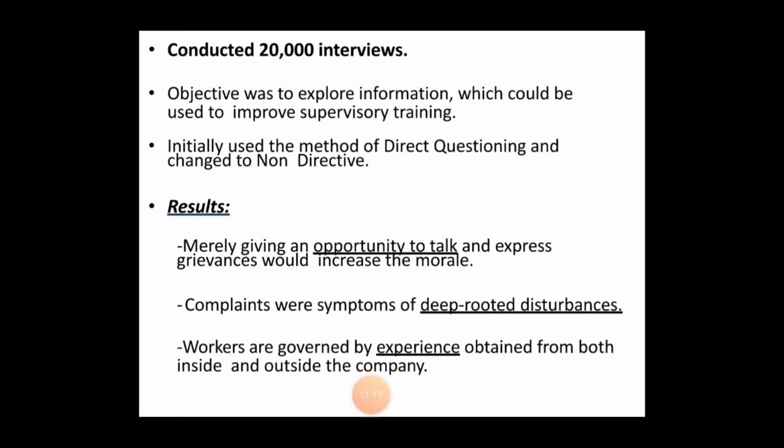The objective was to explore information which could be used to improve supervisory training. They initially used the method of direct questioning and changed to non-directive. They discovered that rather than answering direct questions, employees express themselves more candidly if encouraged to speak openly, in what was known as indirect interviewing. An indirect interview is a conversation in which the employee is encouraged to express himself freely upon any topic of his own choice. Interview time increased from 30 minutes to 90 minutes or even 2 hours.